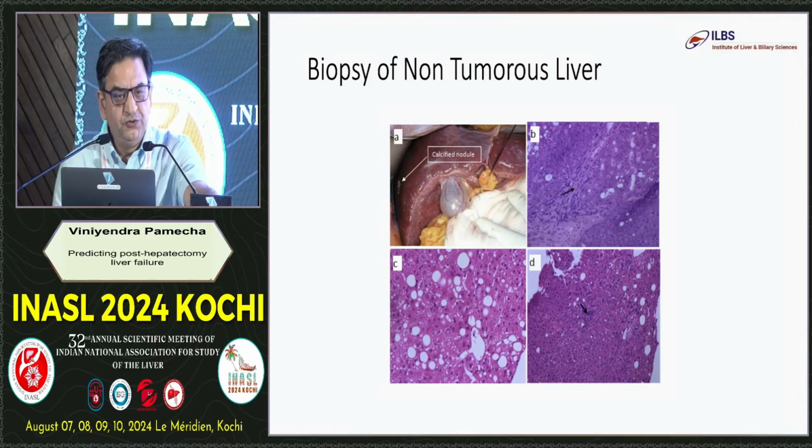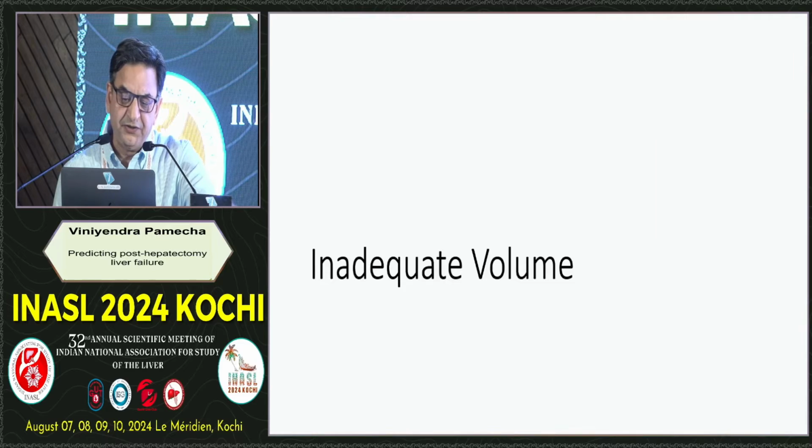Whenever in doubt, do a biopsy of the non-tumorous liver, and it can show you the extent of steatohepatitis and fibrosis. There is no harm in doing it. It's better to be upfront, knowing exactly what the remnant parenchyma looks like, rather than regretting it later on.